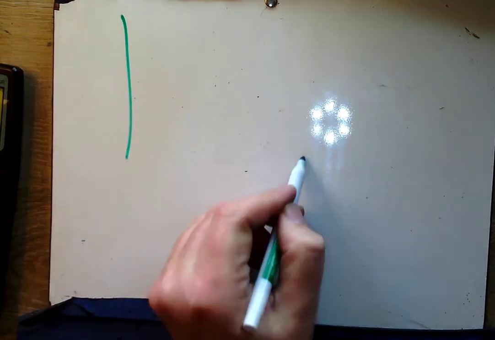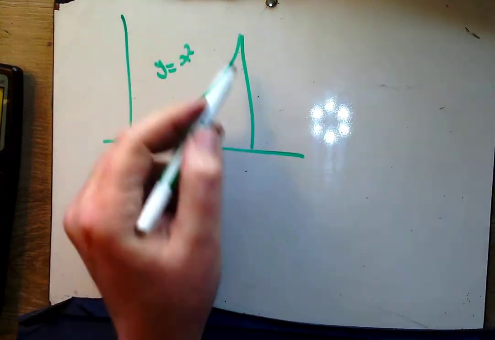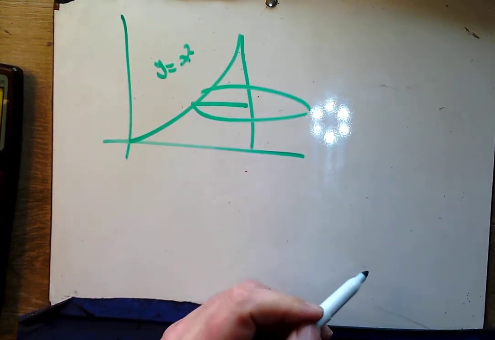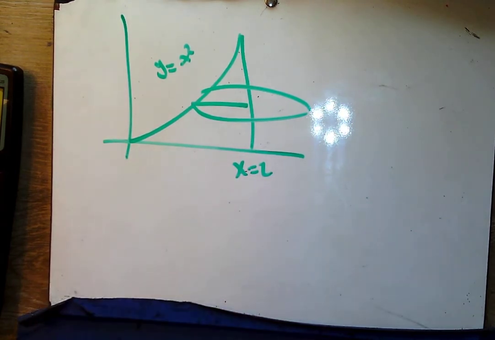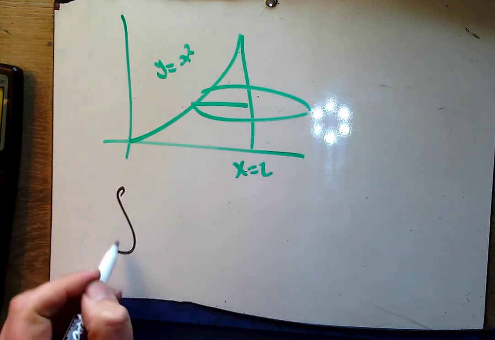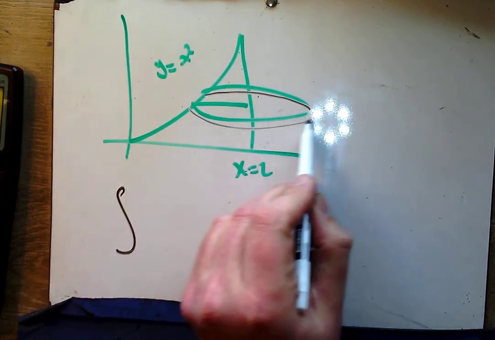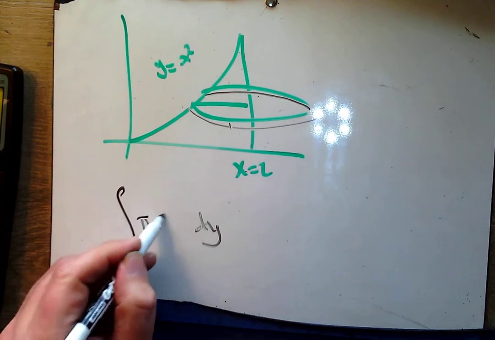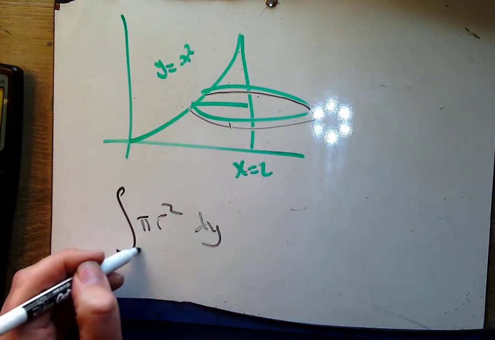What about this one? Same region, y equals x squared. That's our region. But this time, I want to rotate around x equals 2. Can you set that up? So, it's a dy. The thickness is measured on a vertical measure. So, this is dy. I'm still doing pi r squared for circles. I'm still going from 0 to 4.